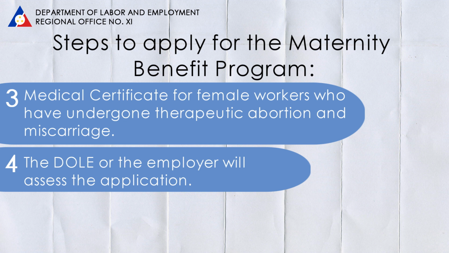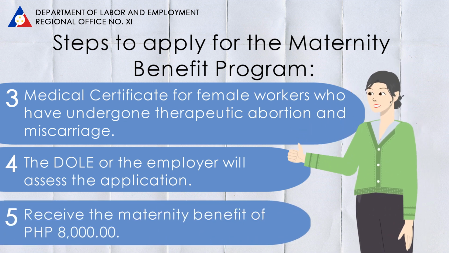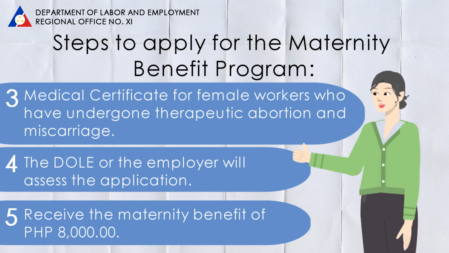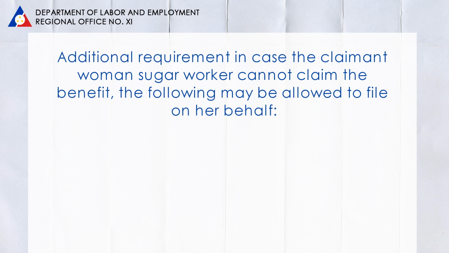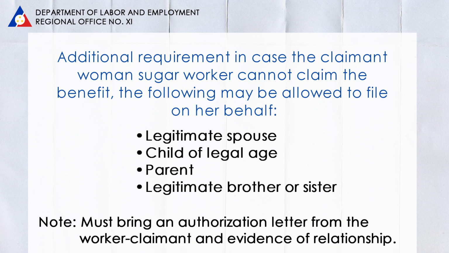for the benefit. 5. If the claim is approved, the worker will receive a maternity benefit, which may include financial assistance and other related expenses. In cases where the claimant woman sugar worker cannot claim the benefit, the following may be allowed to file on her behalf. They must bring an authorization letter from the worker claimant and evidence of relationship.